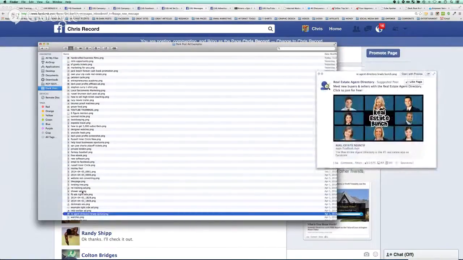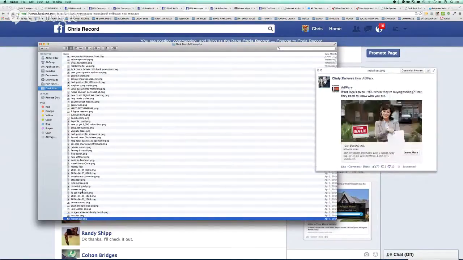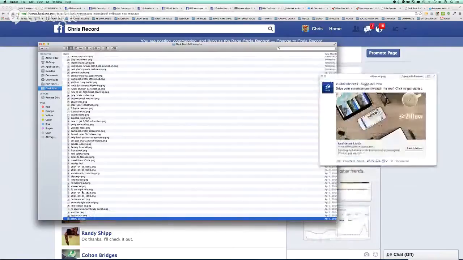Real estate agent directory: meet new buyers and sellers with the real estate agent directory. Again, real estate agents are easy. So if you have some sort of a benefit of connecting with other agents in your business, that's another market that's really easy to tackle. We already talked about AdWorks, Zillow. So here's another one.